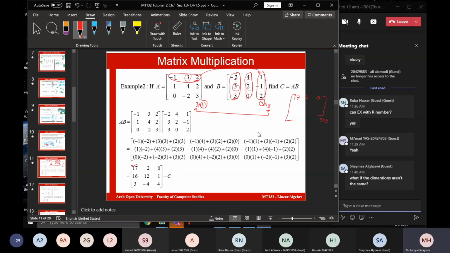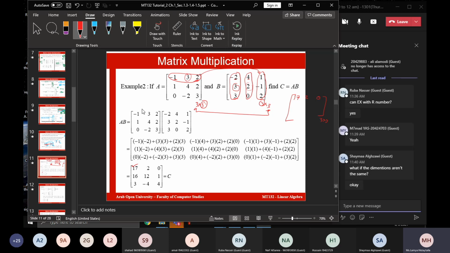If the dimensions are not the same, this and this one, then you say that multiplication is not defined in this case. And always make sure of the arrangement. If he says A times B, I must put A first and B here. What if I did the opposite? I'll get a wrong solution.